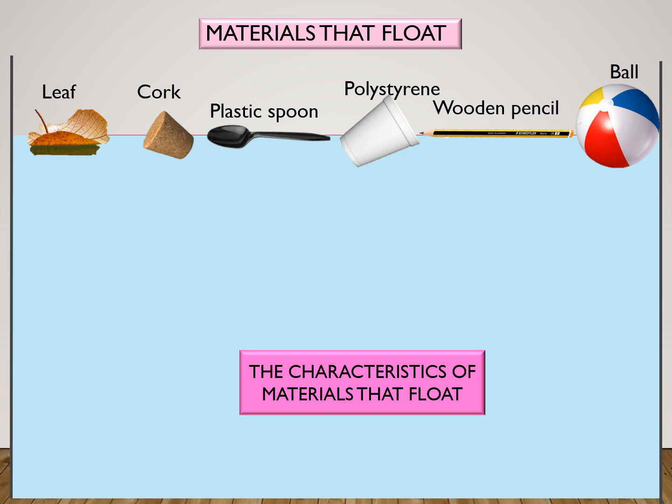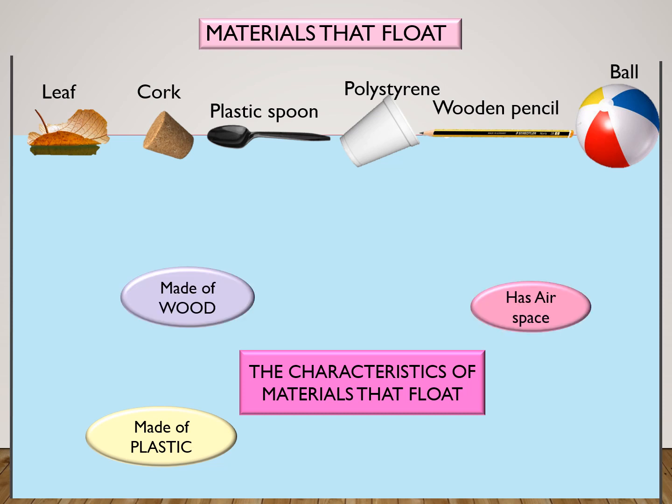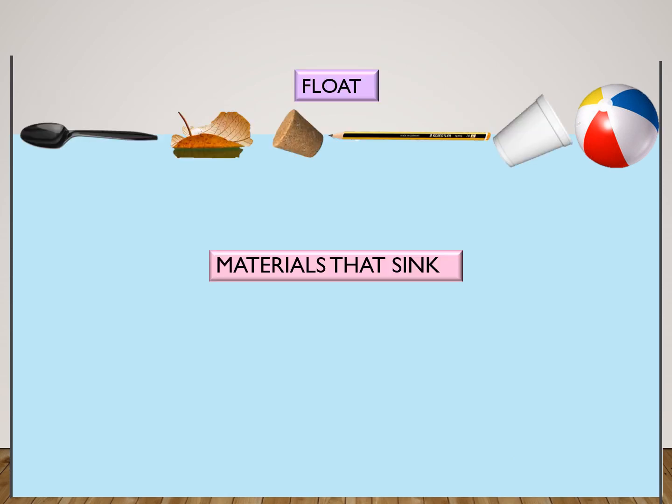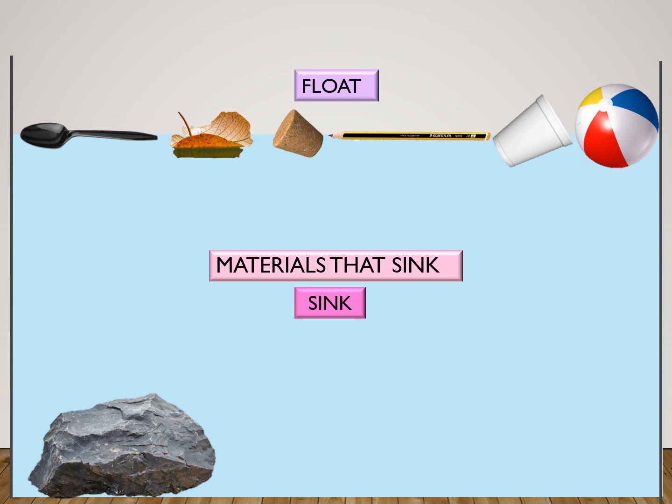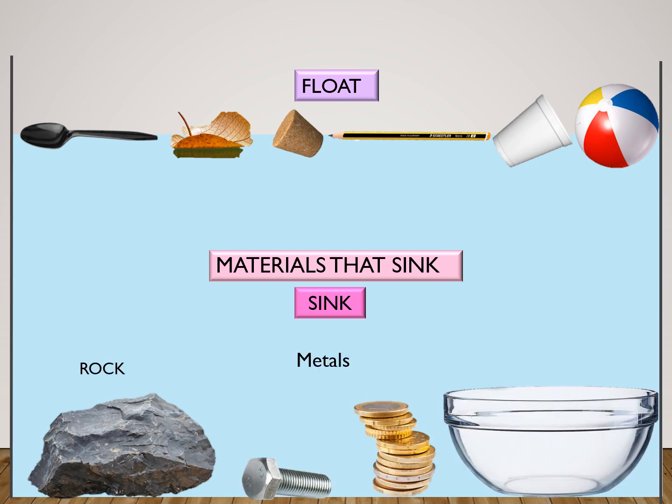The characteristics of materials that float are they usually are made of plastic or made of wood, and have airspace or are airtight. And the examples of materials that sink are such as rock, metals, and materials that are made of glass such as this glass bowl.